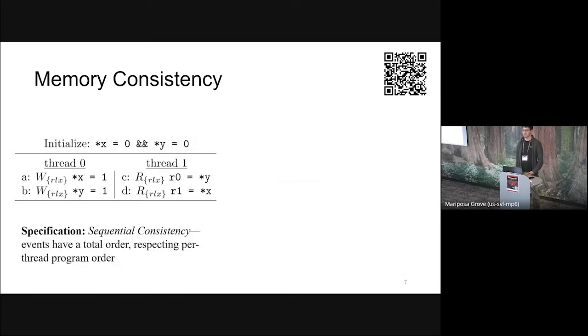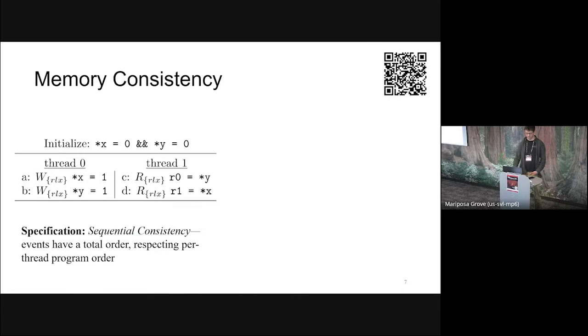So let's look at what kind of behaviors are possible for this little test. A common memory model or memory consistency specification that we might all be familiar with is called sequential consistency, where all events have a total order, and that order respects per thread program order.